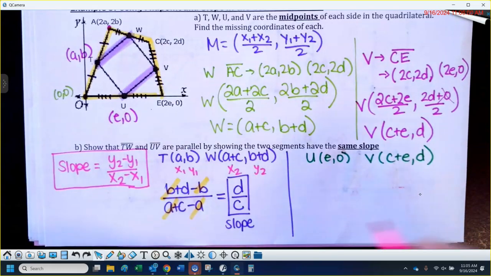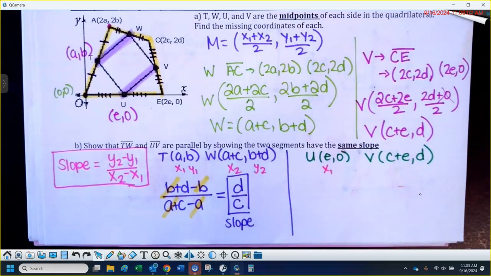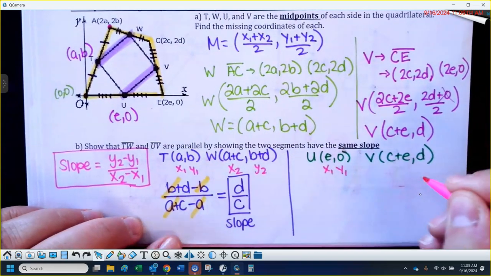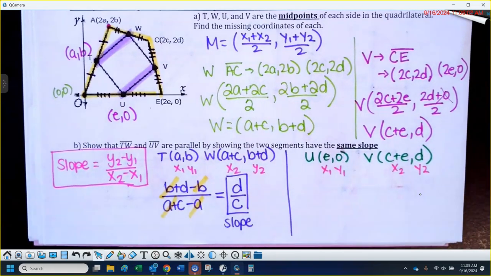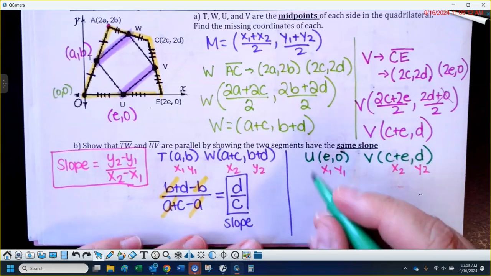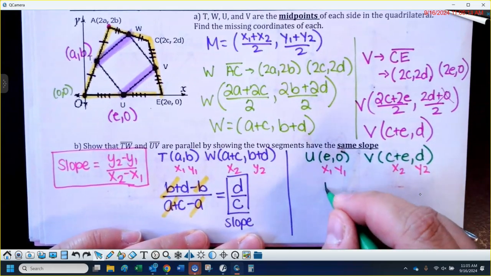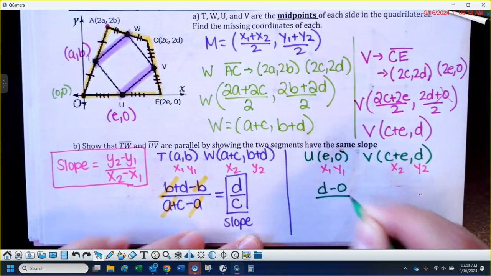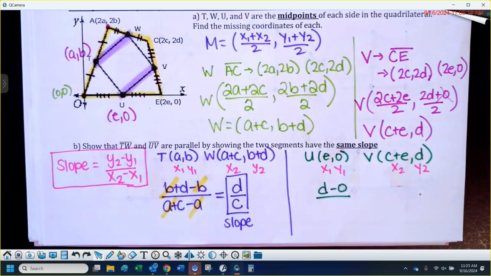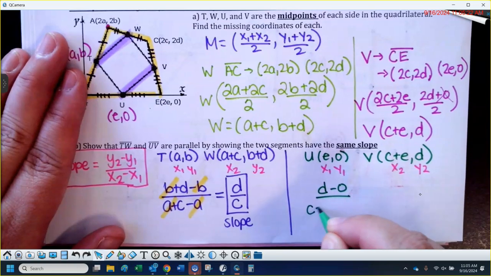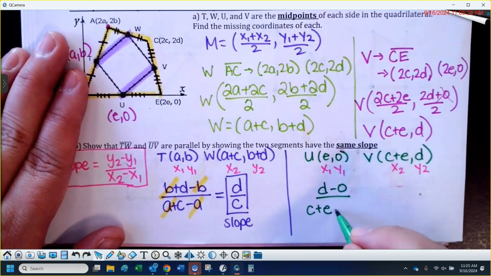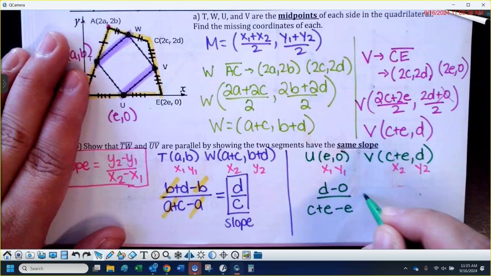So I'm going to apply the slope formula. The first point I wrote down, I'm just going to call that x1, y1. The second point I wrote down, I'm just going to call that x2, y2. And we're just going to follow the slope formula. So y coordinate in the second point is D minus the y coordinate in the first point, which is 0. So D minus 0. The x coordinate in the second point I wrote down was C plus E minus the x coordinate in the first point, which was E.